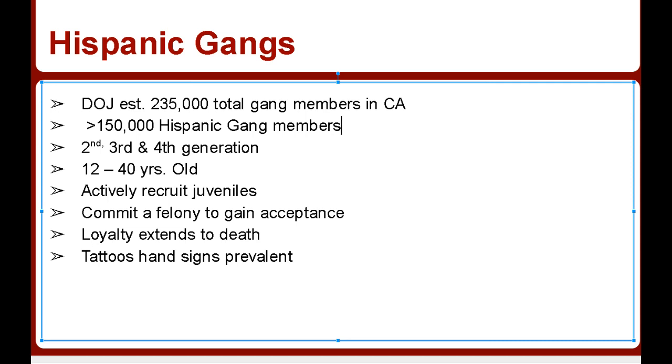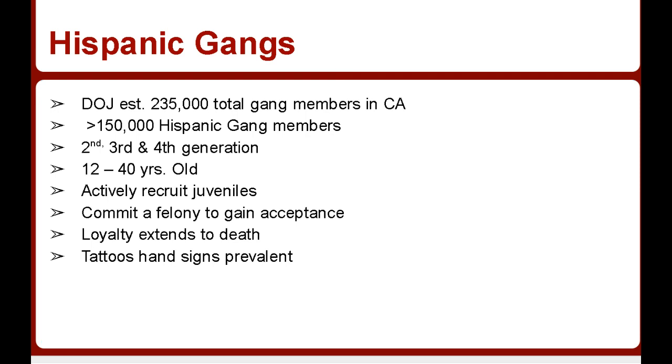Going back, DOJ estimated that there's over 235,000 gang members in California, but there's more than 150,000 that are Hispanic. So Hispanic gang members far outnumber the rest of street gang members in California. We're finding they're in their second, third, and even fourth generation now. So talk about the self-perpetual attributes. I mean, this is pretty indicative of the Hispanic gang culture.